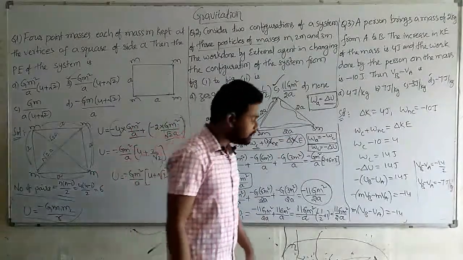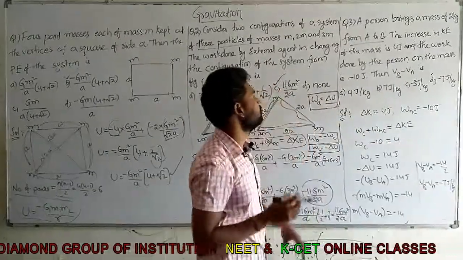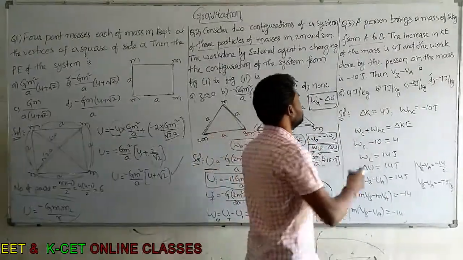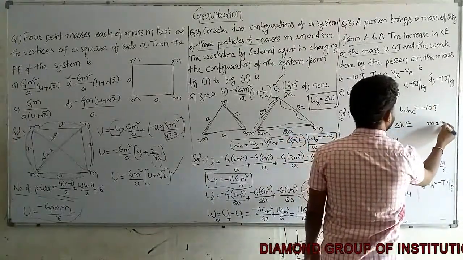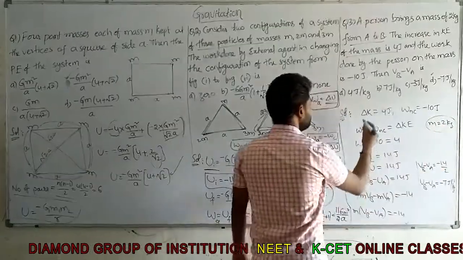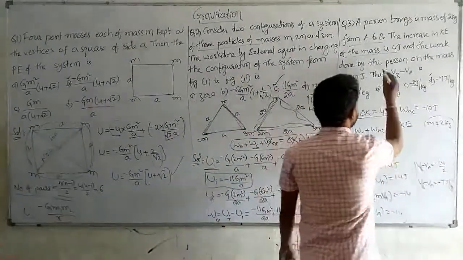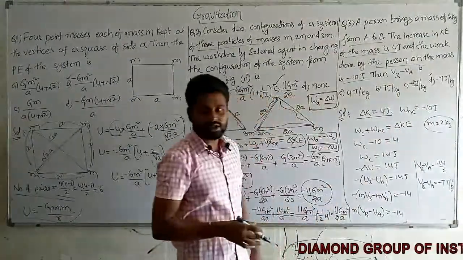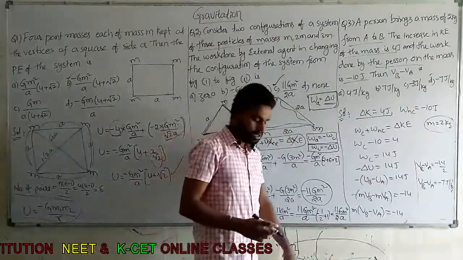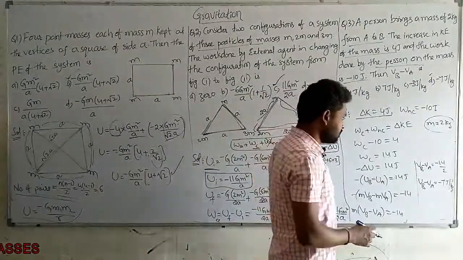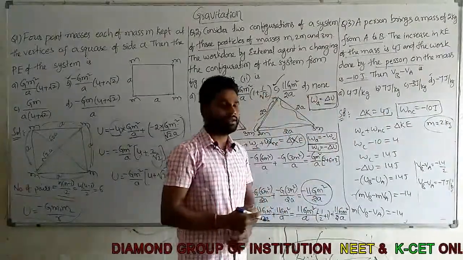Next problem. A person brings a mass of 2 kg from A to B. He is bringing the 2 kg mass from one place to the other. The increase in the kinetic energy of the mass is given, mass equals 2 kg, and the change in kinetic energy is 4 joules. The work done by the person and the mass is minus 10 joule. Minus 10 joule means some energy is lost due to non-conservative forces. So this work done is due to the non-conservative forces, equal to minus 10 joules.